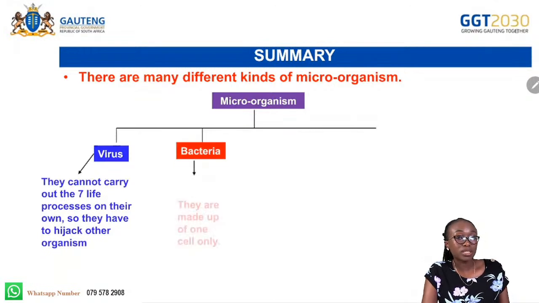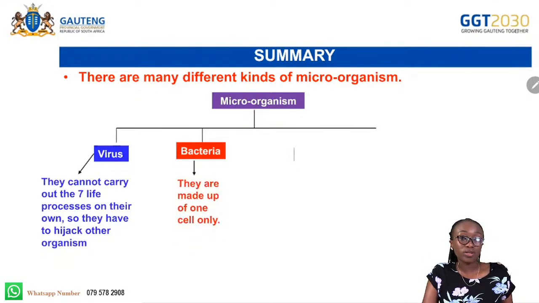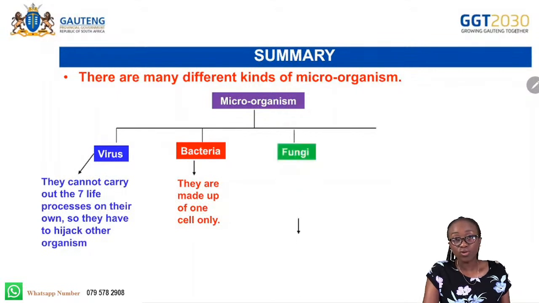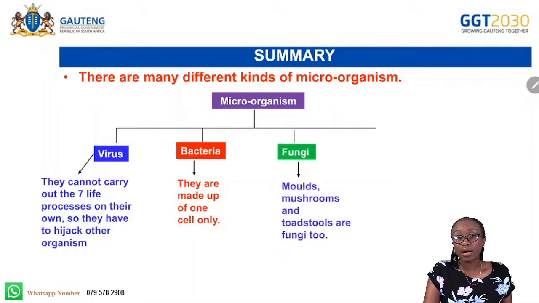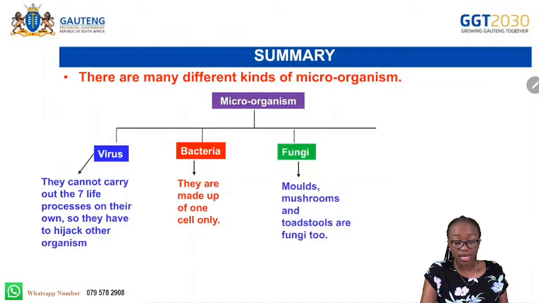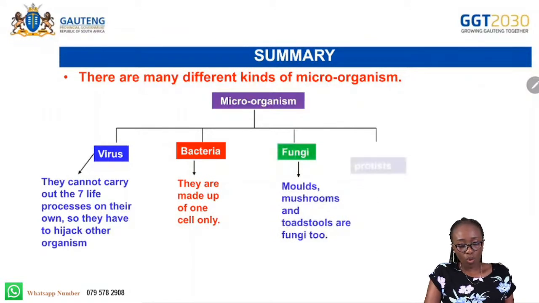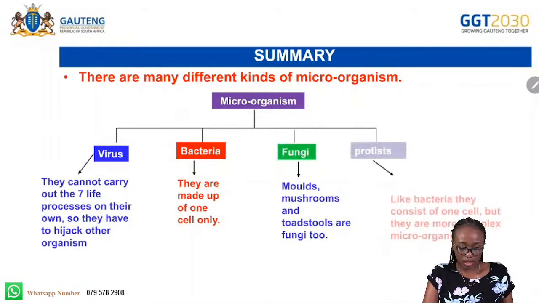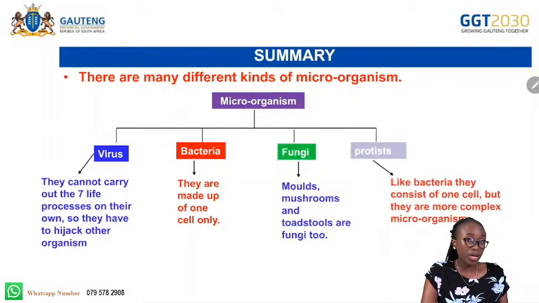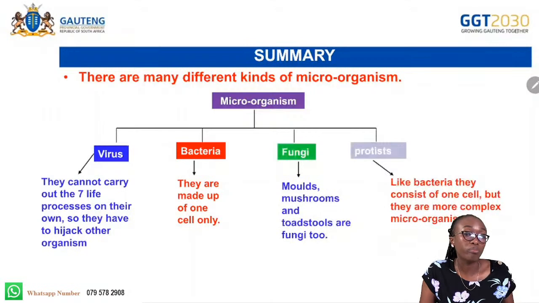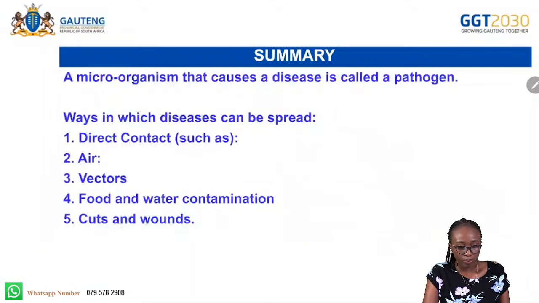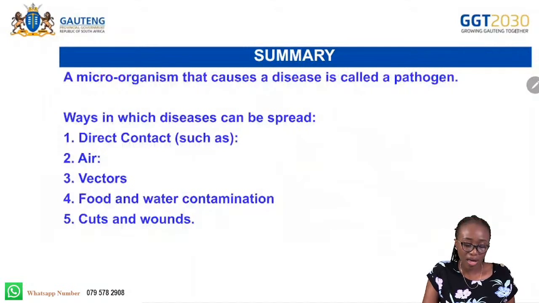We've got bacteria. These are unicellular organisms. And then we've got fungi. Examples are molds, mushrooms, and toads. So they are multicellular and unicellular. We also have protists. These ones are like bacteria. They are made of one cell, but they are more complex. And we also learned that a microorganism that causes a disease is called a pathogen.